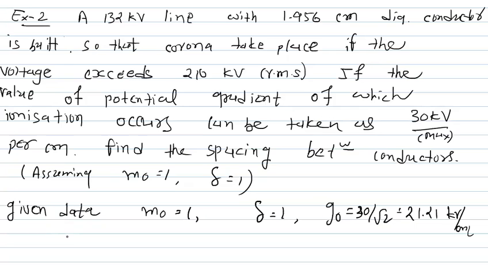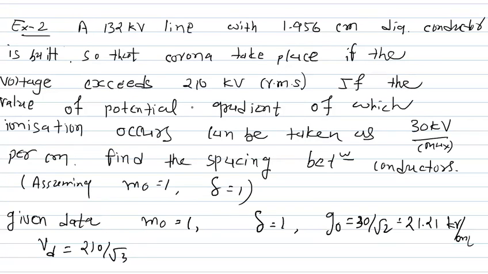And the disruptive voltage VD is also given. That value is 210 by root 3. Why divided by root 3? Because it is line value, so phase value is divided by root 3, so it is 121.25 kilovolt, right? So these are the data.